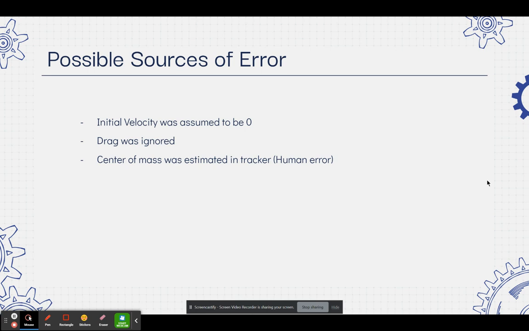The first thing is that the initial velocity was assumed to be zero when it could be some other vector. And drag, air resistance, was also ignored in this case. And center of mass was estimated in the tracker, so human error could definitely play a role in the small deviation.